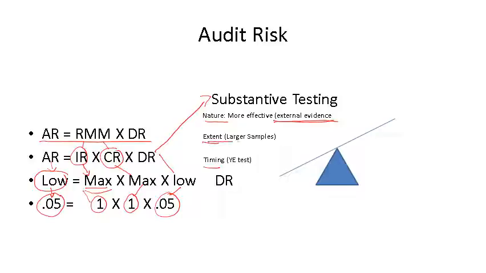Extent, larger sample sizes. When we pull our sample for our substantive testing, the more items we look at, the more potential there is that we will not have a misrepresentative sample. We lower the potential that there will be a misrepresentative sample. So we're going to want to take larger sample sizes, and for our testing, we'll do our testing at year end.